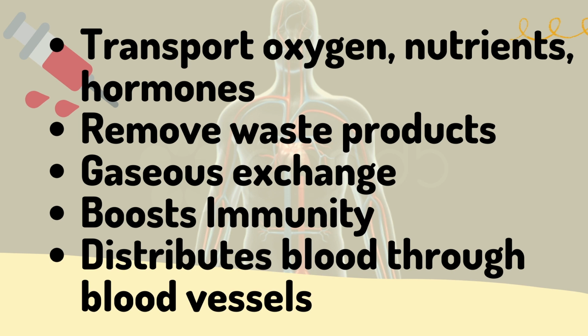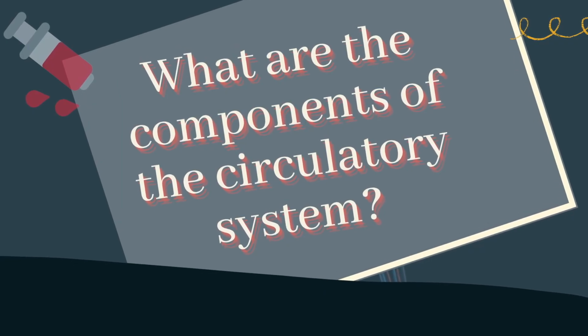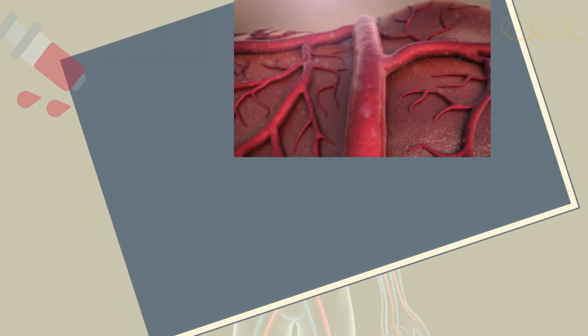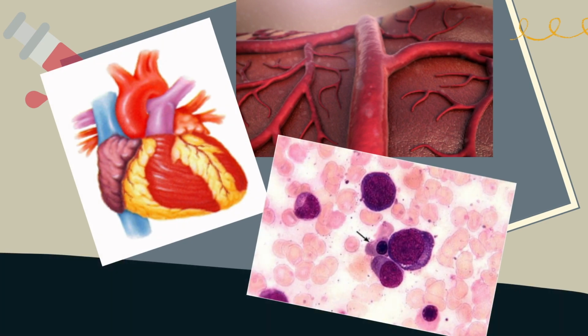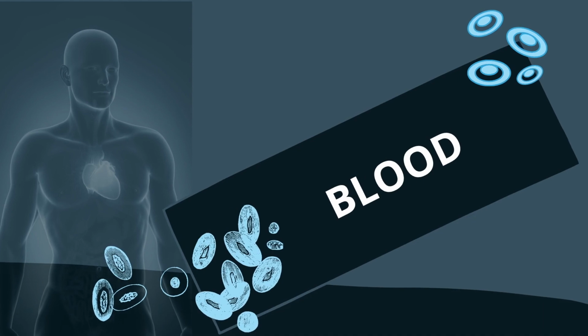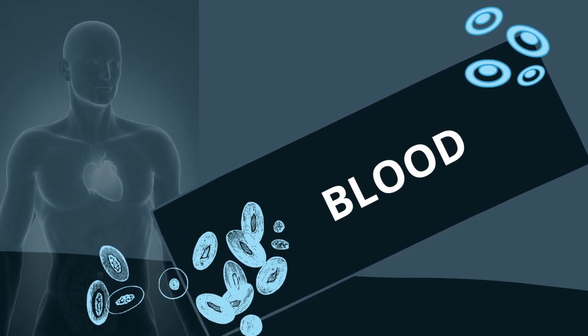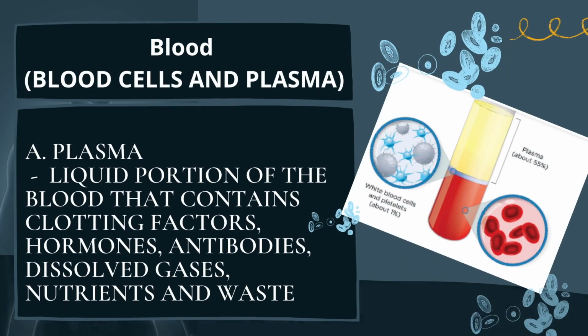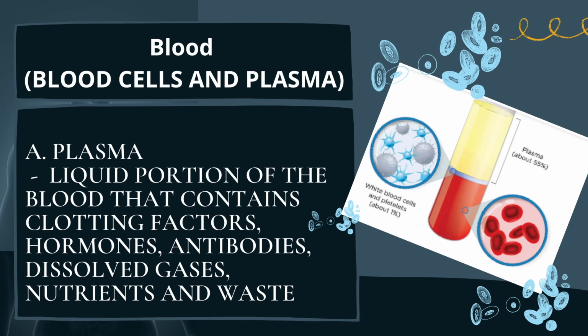In all vertebrate organisms, as well as some invertebrates, this is a closed-loop system in which the blood is not free in a cavity. The circulatory system is composed of three basic parts: the heart, blood vessels, and the blood. The blood consists of a liquid component called plasma and a solid component called cells.